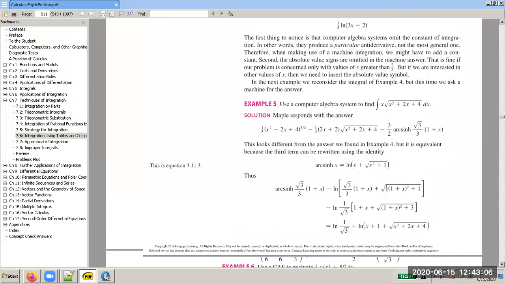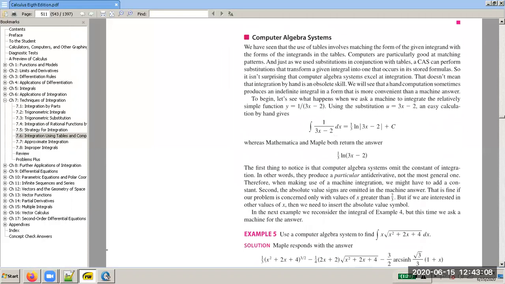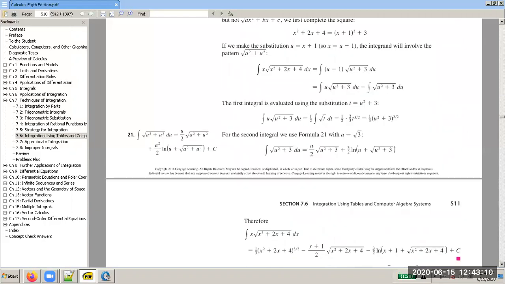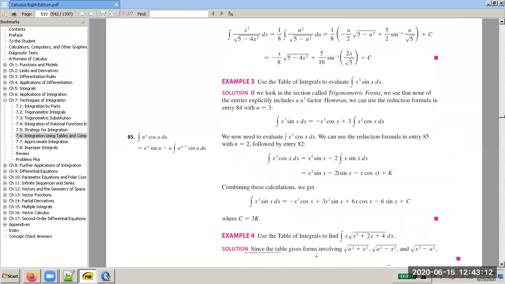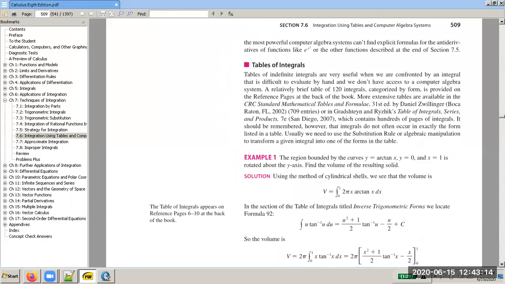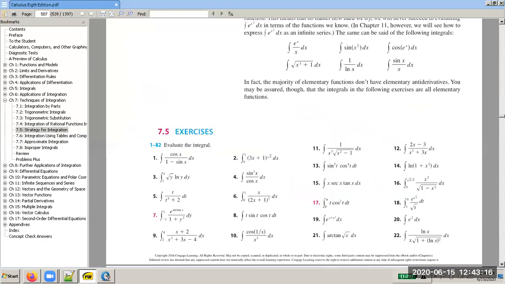So that's all the stuff that's introduced in 7.5. We don't use computer algebra systems or any of that. Where is it? Tables of integrals. Sorry, I skipped accidentally to the next section.